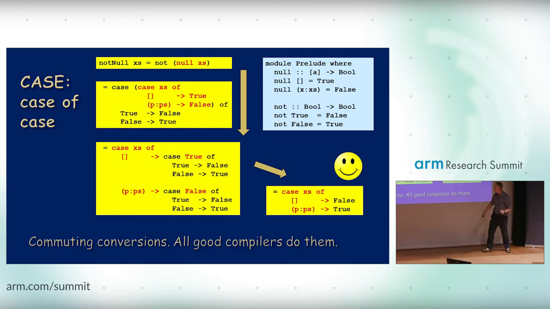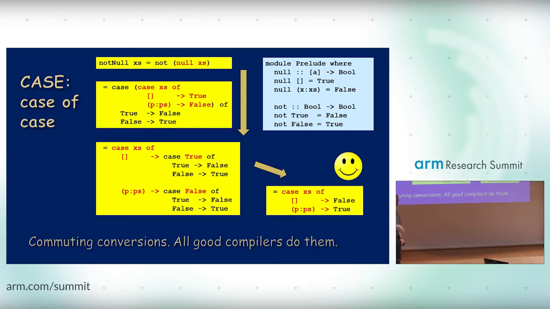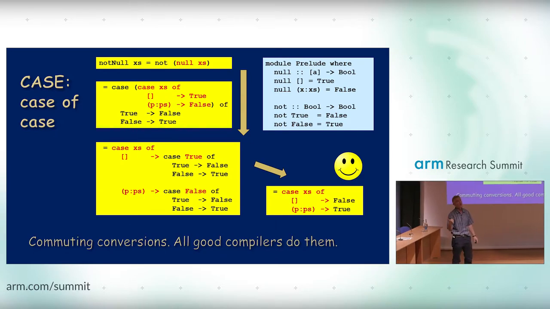The key step here is what's called a commuting conversion. This step from here to here, in which I move an outer case into the branches of an inner case, works equally for conditionals, for if-then-elses. All good compilers do commuting conversions. Oh, beg your pardon? If you've got side effects, all bets are off. All good compilers do commuting conversions when they can be sure there are no side effects. With GHC, I'm lucky because I know there aren't going to be. You C compiler guys have to worry about that. Of course, because I'm changing the order of things, side effects, absolutely, thank you.